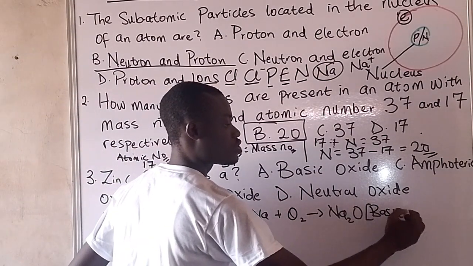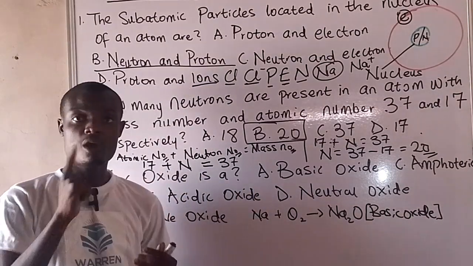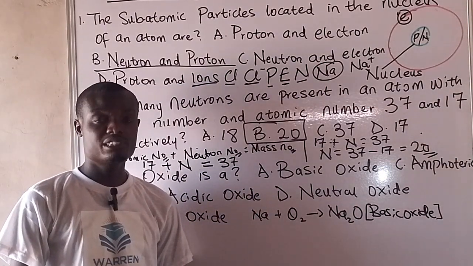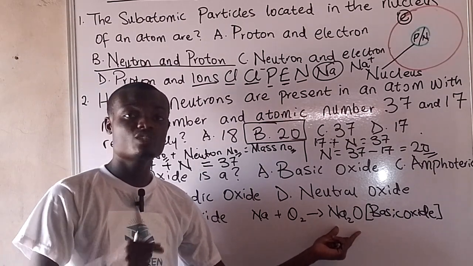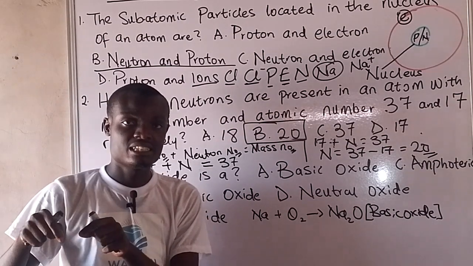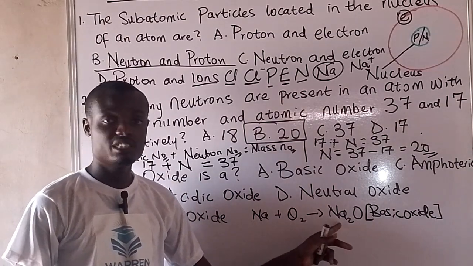There are two reasons why we call them basic oxide. Number one, because they are formed from metals. Then secondly, whenever they dissolve in water, they will give us a base. And we know base from acid and bases. So that's why they are called basic oxide.